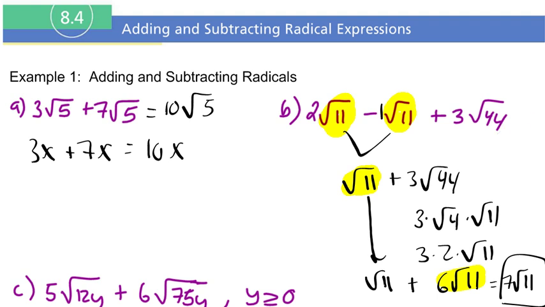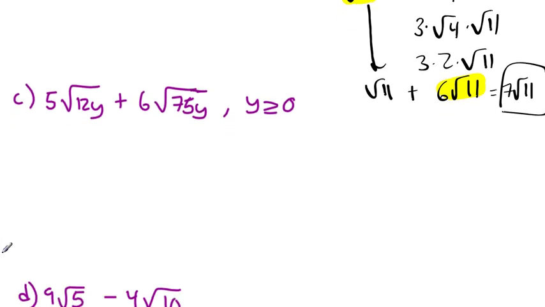Let's go on to part C here. Oh boy, look, we have 5 radical 12y plus 6 radical 75y. Well, these don't have the same radicand. They have the same index, right? There's a 2 right here, and there's a 2 right here. So what we have to do is get creative. We have to manipulate the problems so they can have the same radical here.